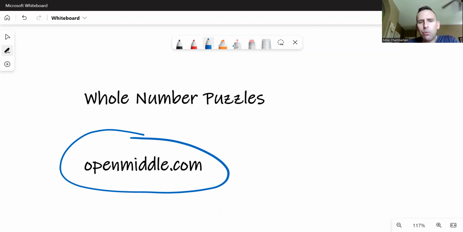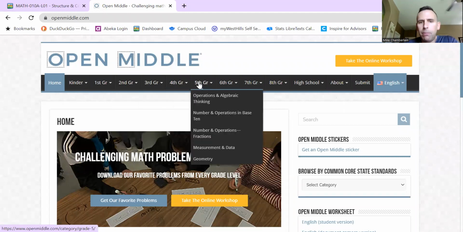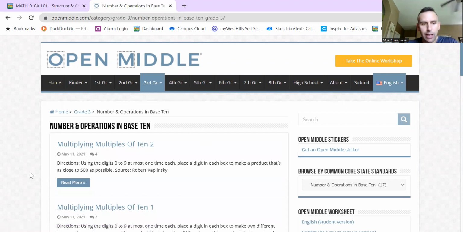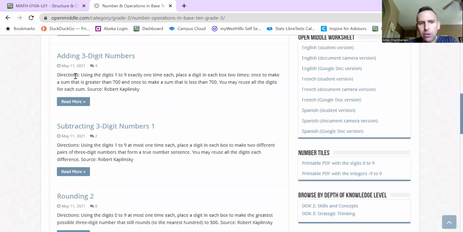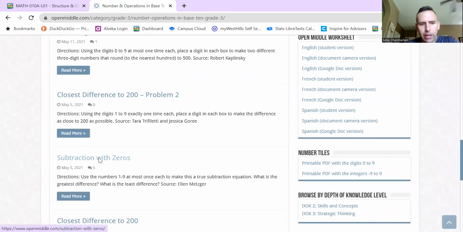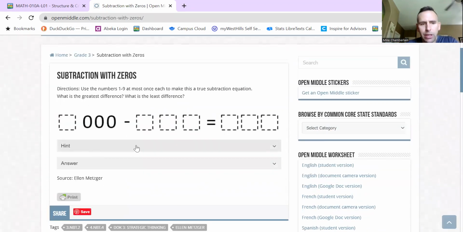Let me go to that website and just briefly share that with you before we get in and tackle some problems ourselves. So this is the openmiddle.com website. You can see across the top, you can access many different grade levels. For example, if you're teaching third grade and you wanted to talk about number and operations in base 10, which is something like what we're doing in this class, then there's a bunch of problems that you can choose from here. If you choose a problem, like let's say subtraction with zeros is a task that we're interested in, it's going to pose a problem, it's going to have a hint and an answer as well, and you can use this as a teacher tool.